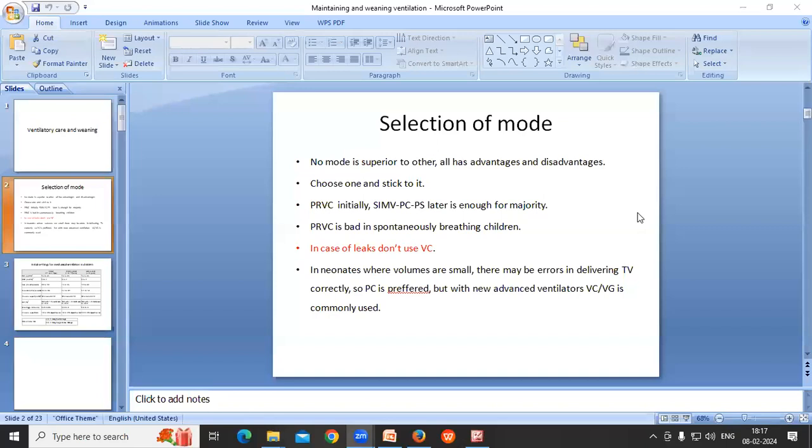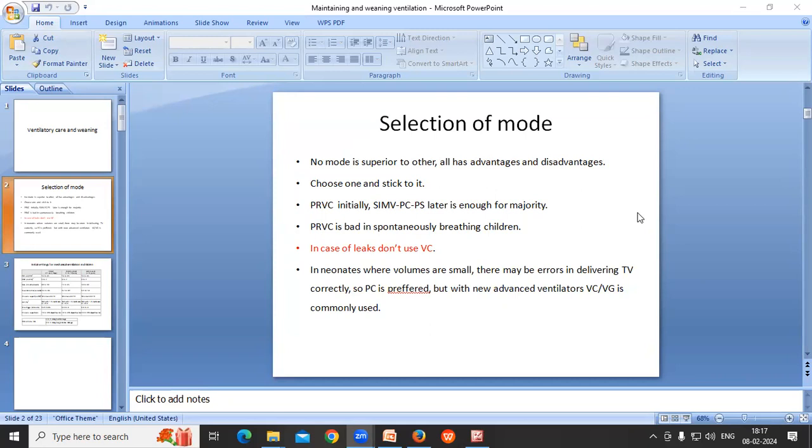You're going to stick onto that. If patient is not maintaining, you're going to change the mode. It's not like that. If I put in volume control mode, it is not going to change everything based on the patient. It's just going to maintain the tidal volume. That's all. That's the only advantage you have.